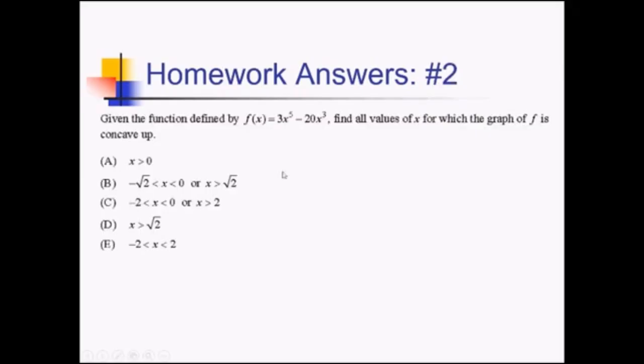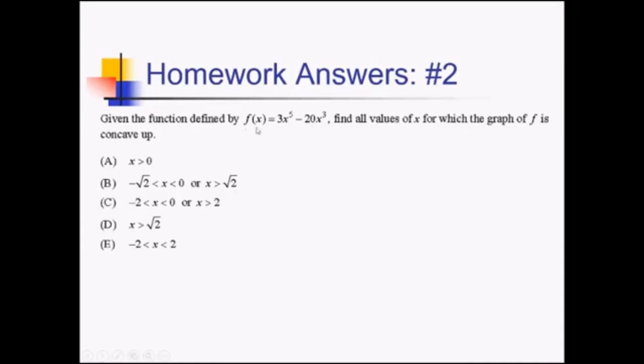On this problem, we're given the function f of x equals 3x to the 5th minus 20x cubed. We want to find all x values where this graph is concave up. So basically we're asking, where is f double prime of x, the second derivative, positive, if we have concave up? So let me find the first two derivatives here.